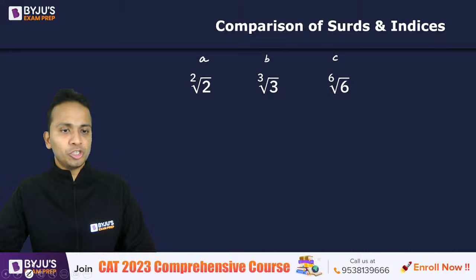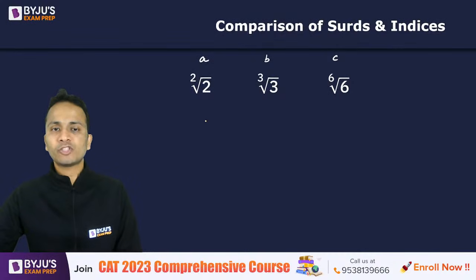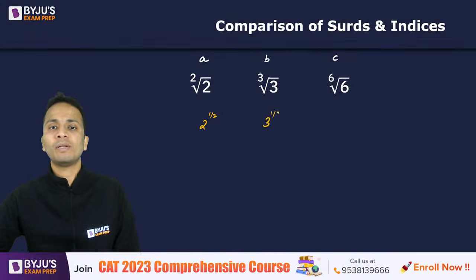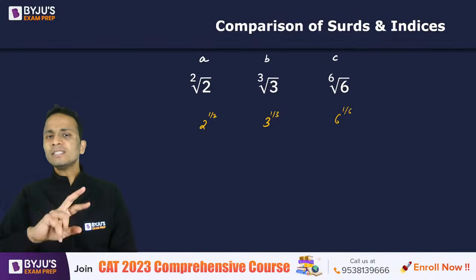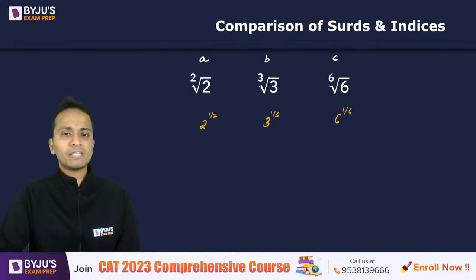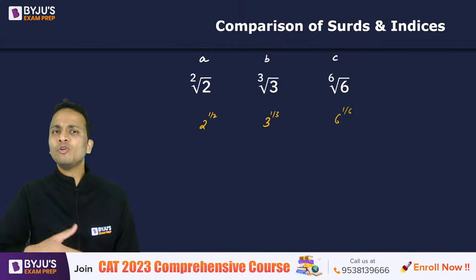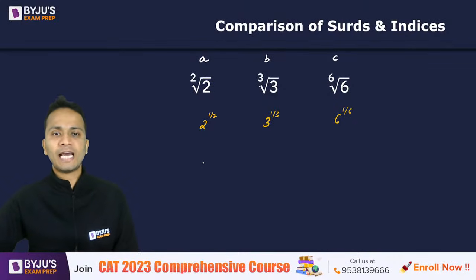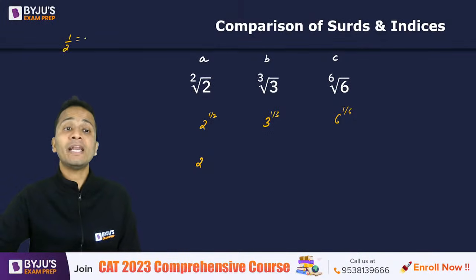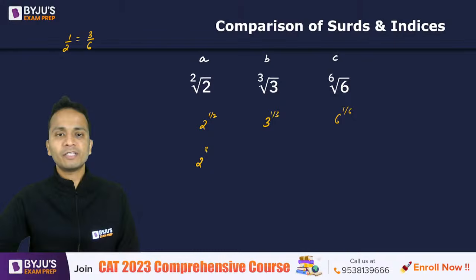Okay. Now, how to deal with such questions? Let's have a look at it. I can write the first one as 2 raised to the power 1 by 2, the second as 3 raised to the power 1 by 3, and 6 raised to the power 1 by 6. I can see that in all the cases the powers are fractions: 1 by 2, 1 by 3, and 1 by 6. So I'll try to make all the powers equal. The first can be written as 2 raised to the power 1 by 2, which can also be written as 3 upon 6. So 2 raised to the power 3 upon 6.